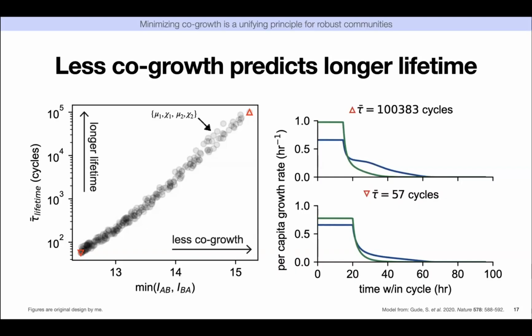Yeah, so this is a metric that is drawn out of basically looking at the ratio. The way that we're calculating co-growth is we are looking at the ratio of growth rates to one another. It's connected to a metric of invasibility.